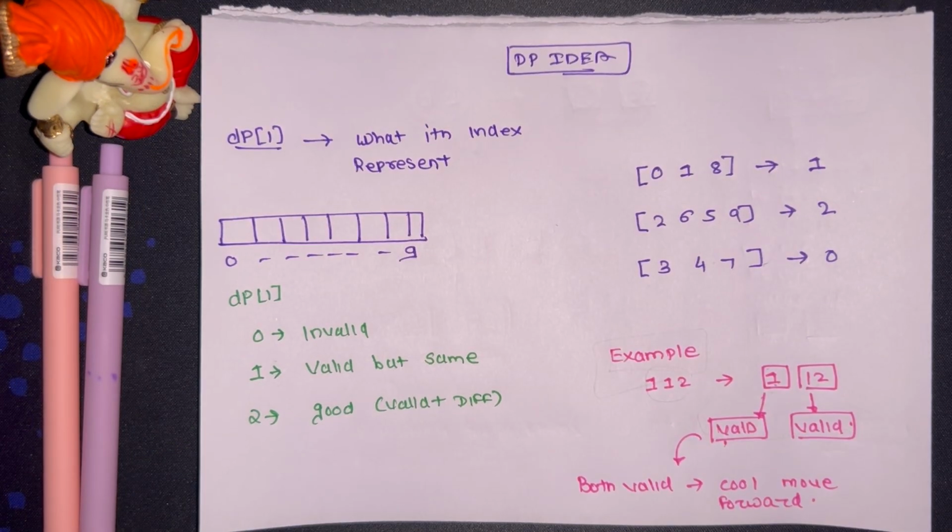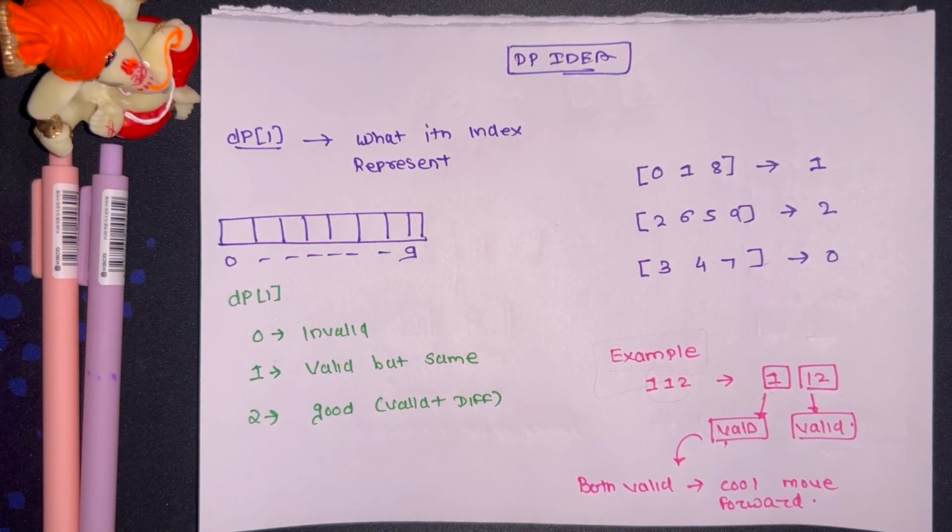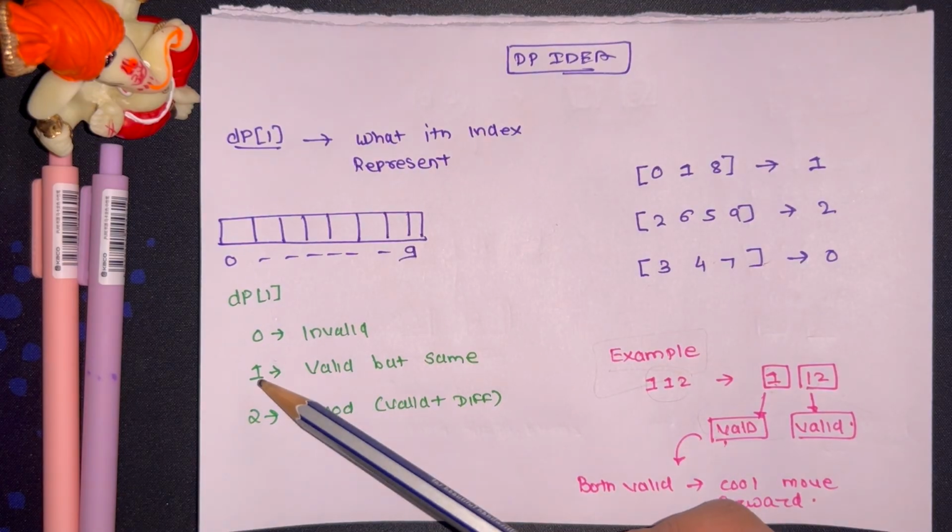So we have discussed that we will be using a DP array. Let's see what the DP of the ith index represents. We will be storing the values 0, 1 and 2.